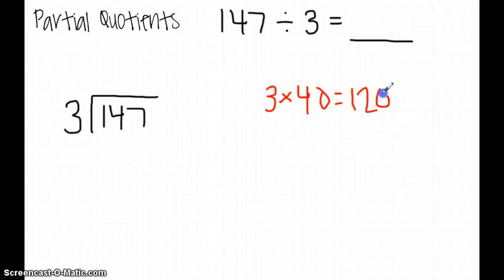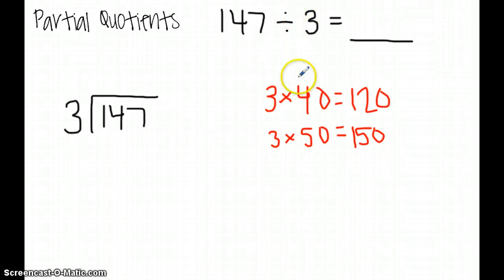And so we're going to go one place up and see if 3 times 50 works. So 3 times 50 is actually 150, which is a little bit bigger than our whole. So we know that we're going to start with 3 times 40.